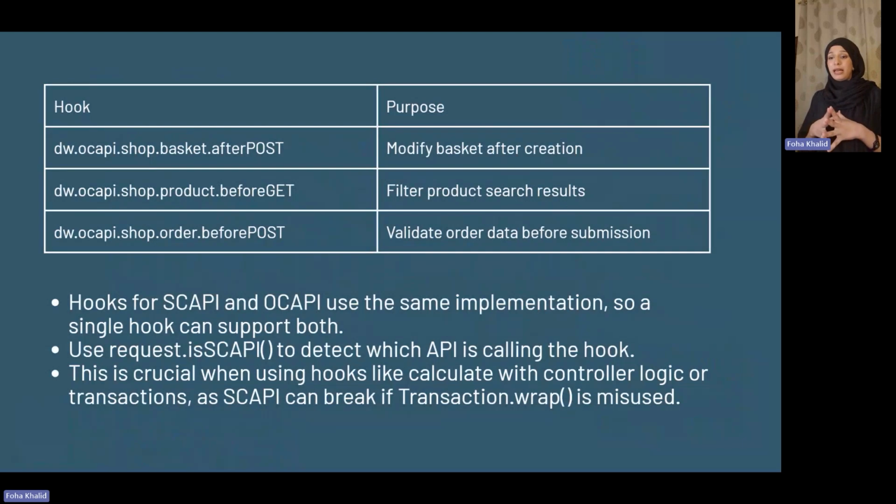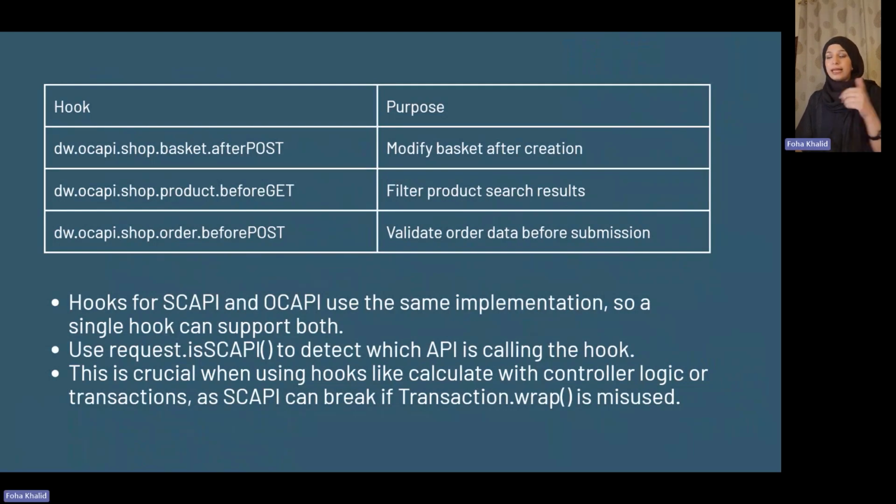Sometimes this can become a problem when you're using hooks to calculate, and your SCAPI can break if transaction.wrap is misused. So there are times where you would want to verify whether your request is SCAPI or OCAPI so that you can differentiate between them and ensure that everything runs smoothly. You can use this request over here, which is SCAPI, to detect which API is calling the hook and take steps accordingly.